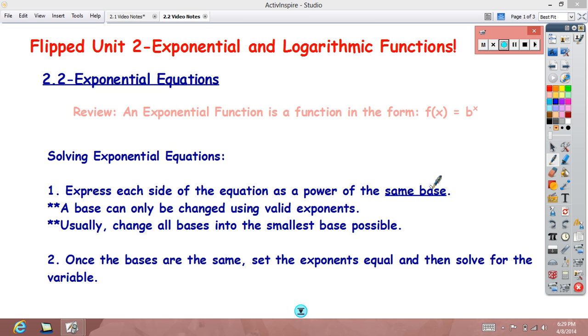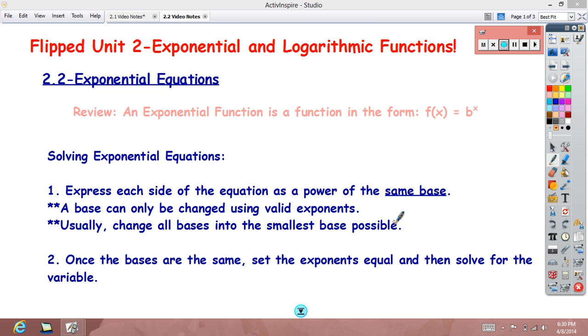There are two things we need to remember when doing that. A base can only be changed using valid exponents, so I can only change bases using exponents. I can't multiply or divide them. And usually a good thing to remember is to change bases into the smallest base possible. Don't try to make the numbers bigger, try to make them smaller. The more we work with exponents, the more you'll start to recognize which ones go with each other.